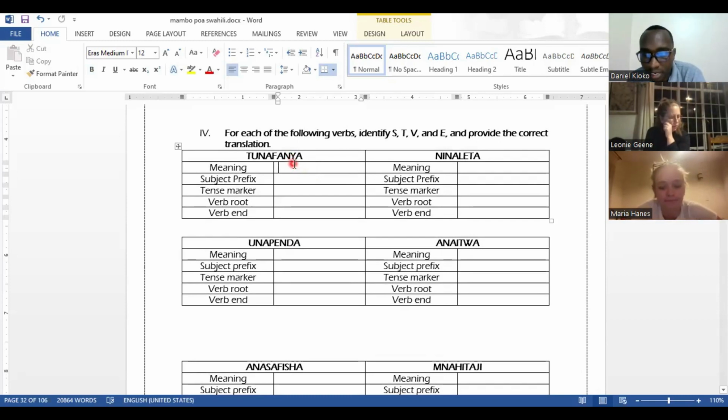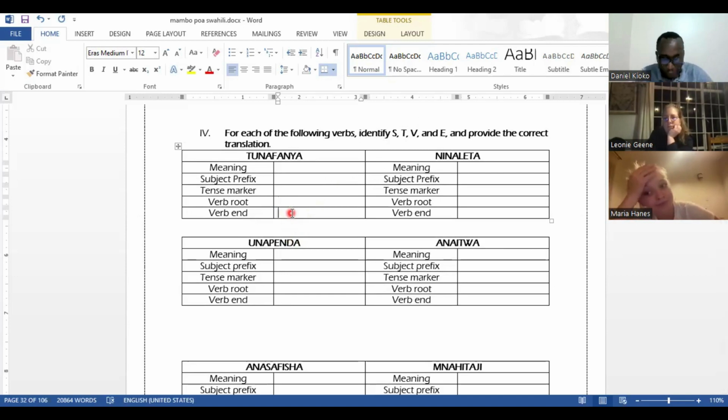Okay, so let us break it down. We'll still go through them. Tunafanya, meaning we are doing, and the subject prefix is Tu. Tense, Na. The verb root, Fan. And then the verb end is a. Why is that the verb end? The ending of the verb.